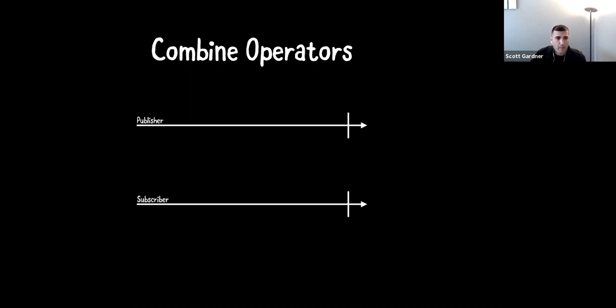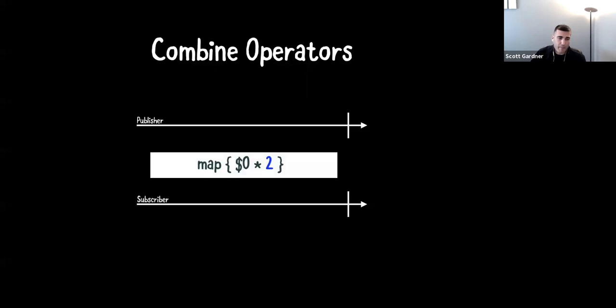So in between the publisher and the subscriber, we'll add a map operator. This works just like the map operator from the Swift standard library. This one is going to receive an integer, multiply it by 2, and emit the changed value downstream. So if the publisher emits a 1, map would receive that value, perform its operation, and emit a 2 downstream. 2 would emit a 4, and 3 would emit a 6.